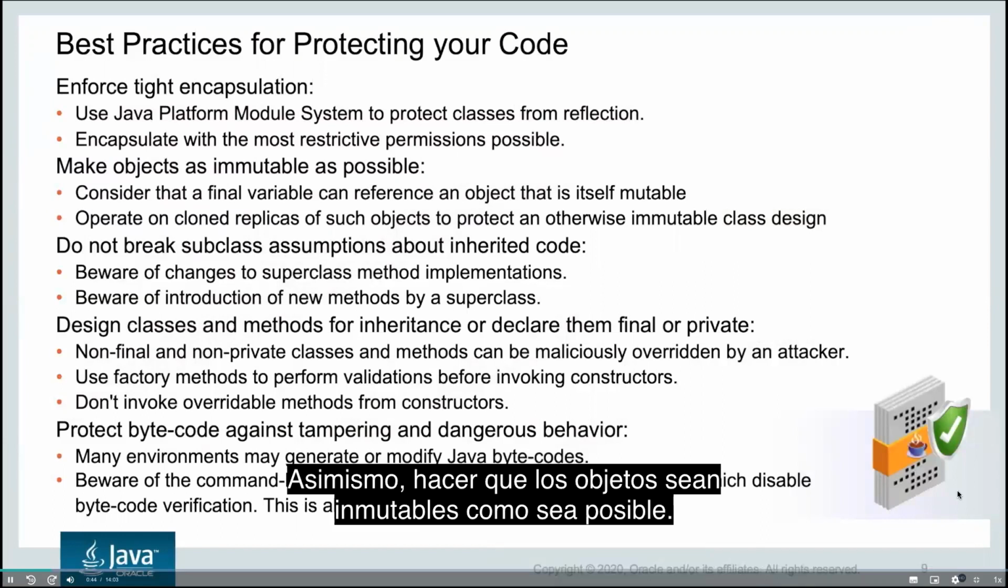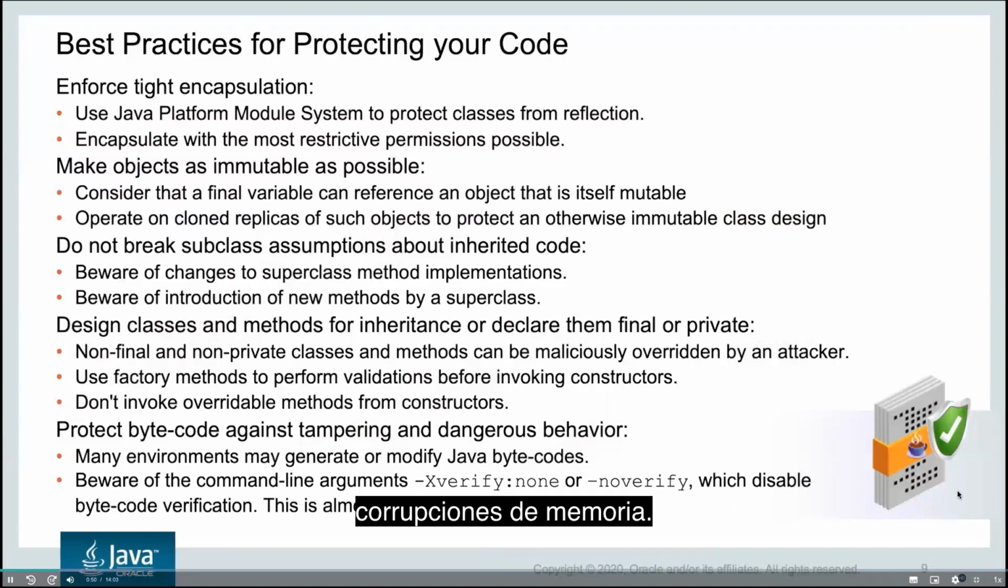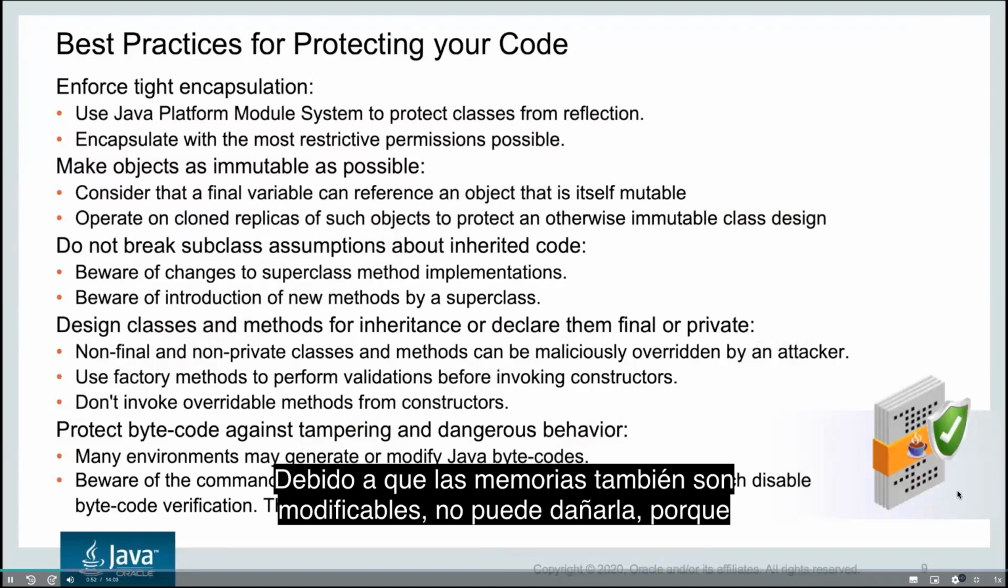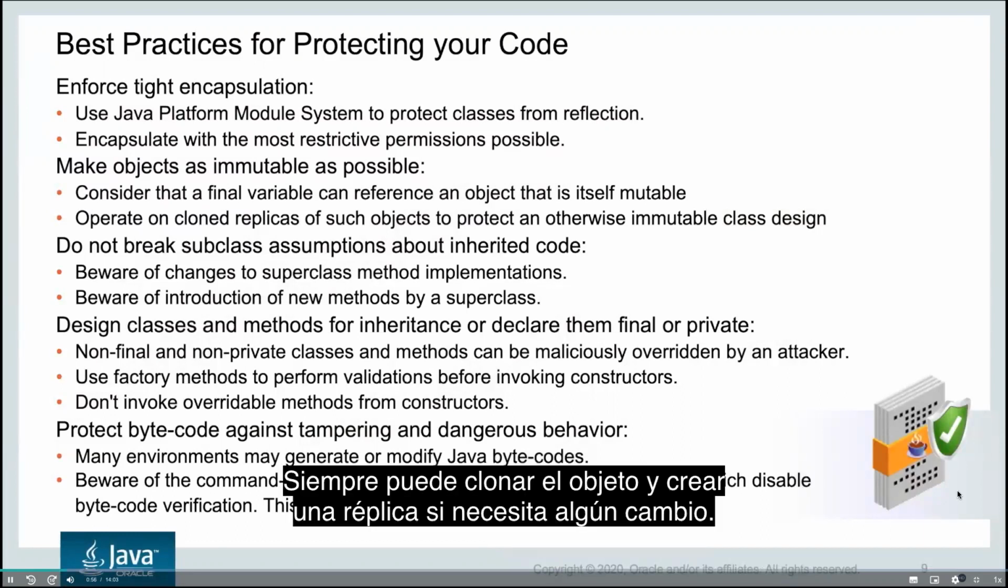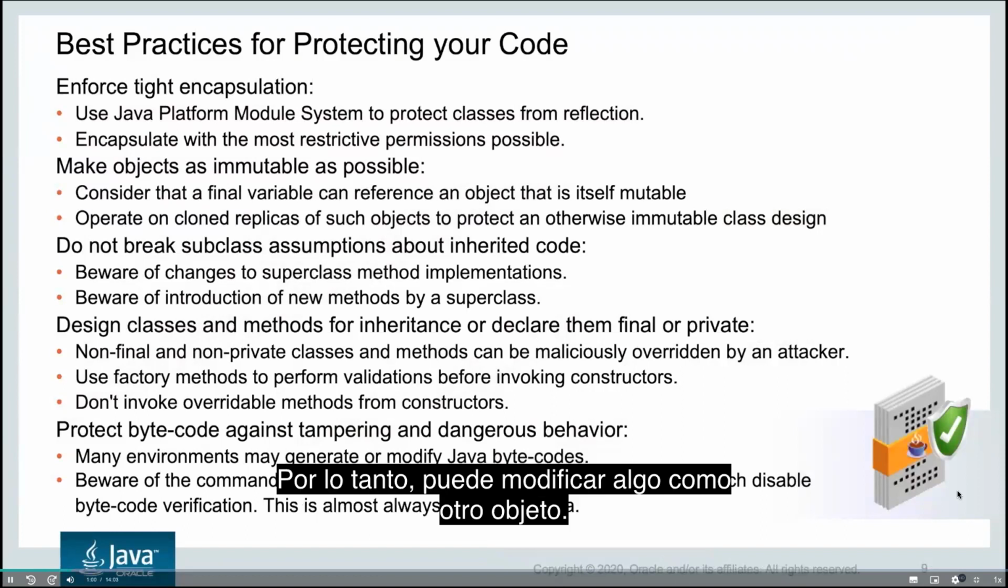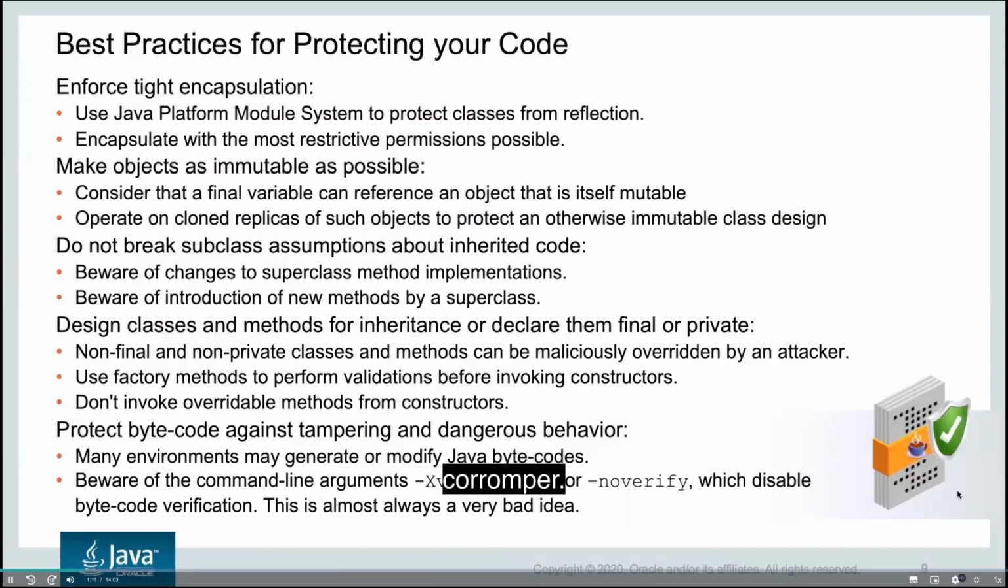Also, make your objects as immutable as possible. Again, that prevents a whole host of problems related to possible memory corruptions. Because if the memory is immutable, well, then you can't corrupt it because you can't write to it, right? You can always clone the object and create a replica if you need any changes, right? So you can modify something as another object, but if you retain the original object in an intact state, well, obviously then it can't be corrupted.